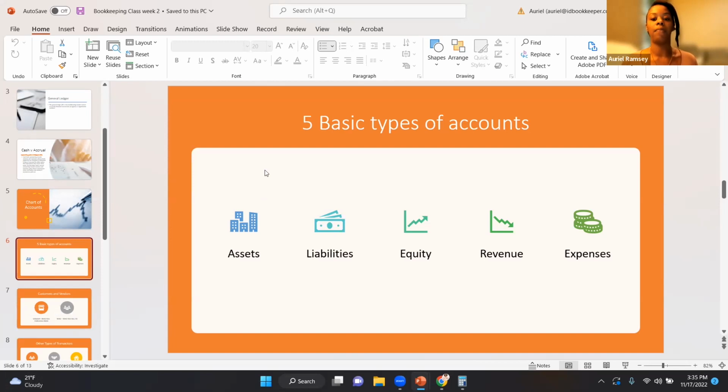So the best way to look at this is these three here: assets, liabilities, and equity live on what's called our balance sheet. They help us understand what our balances are. And then our revenue and our expenses live on our profit and loss, which shows us money in and money out, from the perspective of money earned and money spent to earn that money, or to operate the business, and then what's left over.